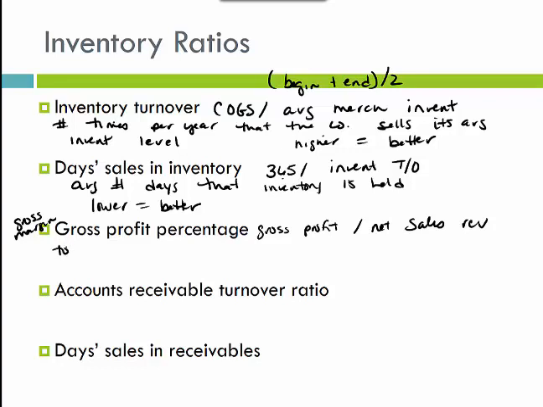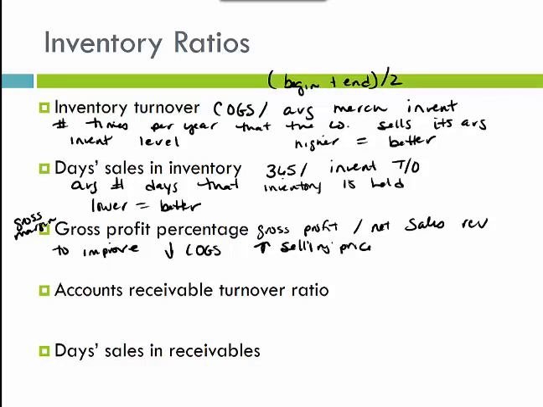To improve this, if this is too low or if this is going down, you've got two things to do. You can decrease your cost of goods sold, or you could increase your revenue or your selling price. Of course, if you increase your selling price, you'll sell less, right? So lots of things to consider there, but that's basically the two factors involved with that one.